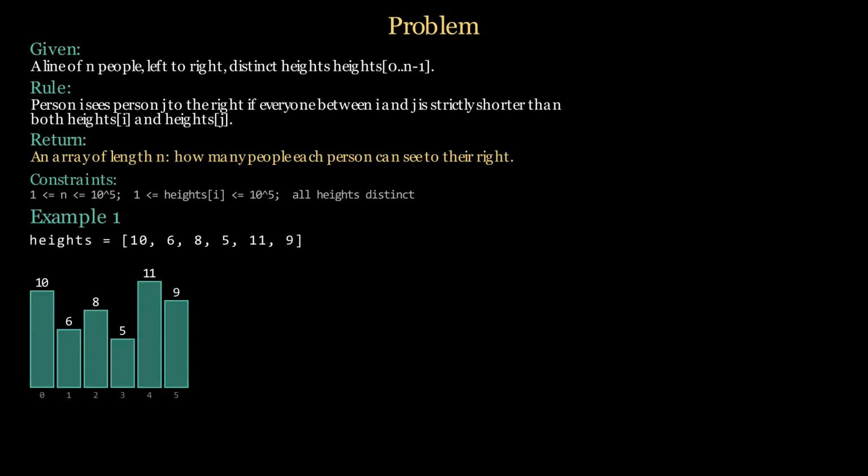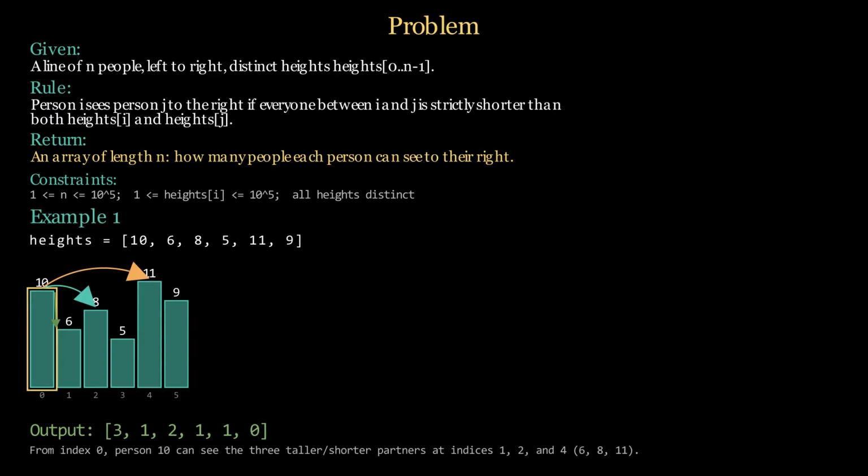Example 1, heights 10, 6, 8, 5, 11, 9. Focus on index 0 with height 10. They see height 6 immediately to the right. They also see height 8, because the 6 in between is shorter than 8. They cannot see 5 across the 8. They do see 11 at index 4, with everyone in between under 10. They do not see 9 past the 11. So the first answer is 3. The full output array is 3, 1, 2, 1, 1, 0.